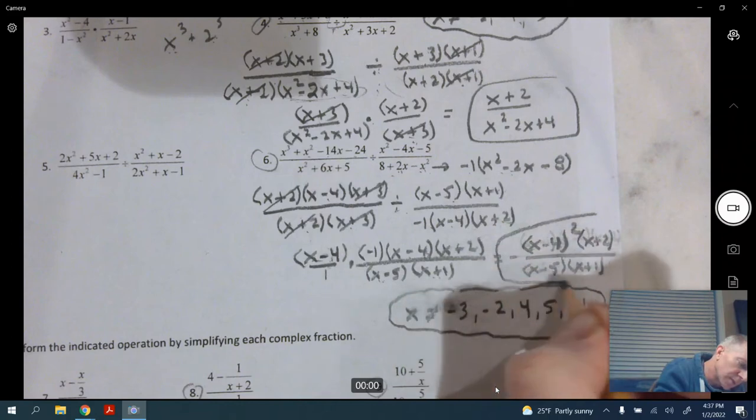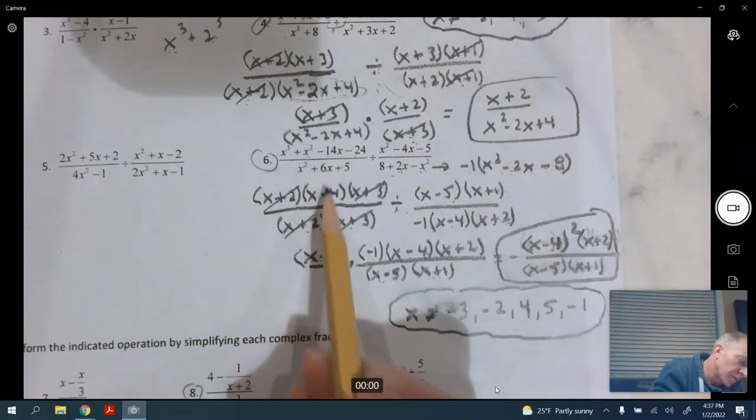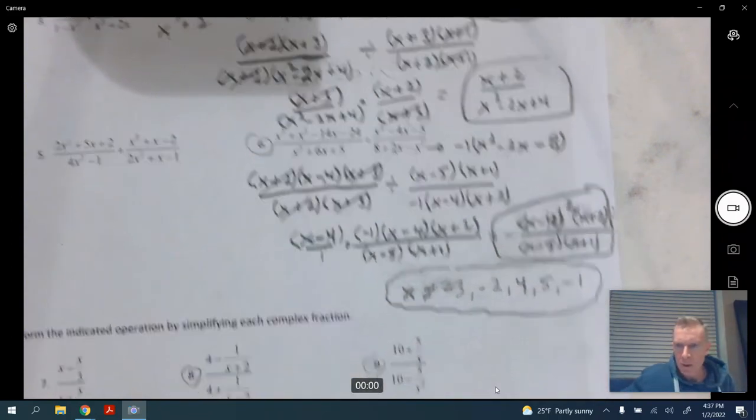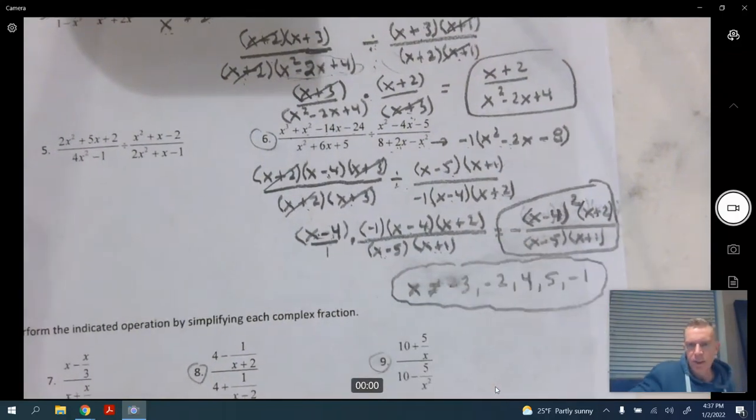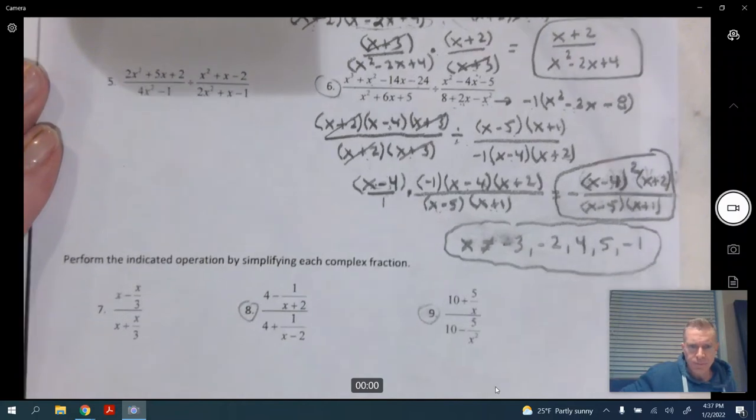Okay, so I just copied that down wrong. From here to here, that should have been x minus 4. All right, and that should be the right answer. Make sure you have that negative out front. Okay, let's go down to the bottom.